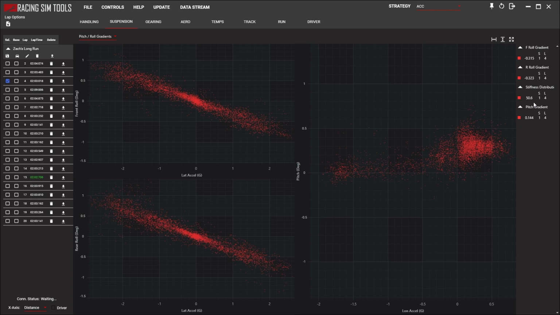In RST, we actually take that ratio for you and display it over here. You can see for this use case, it was 50.6.